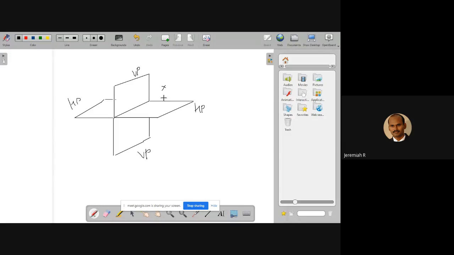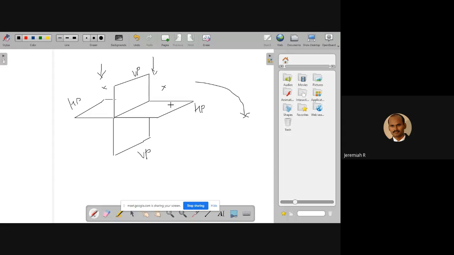So the front view means either above HP or below HP, that will be projected only on the vertical plane. This distance, in front of VP or behind VP, will always be projected on the top view. But the horizontal plane you always have to rotate clockwise by 90 degrees. So that is a rule.